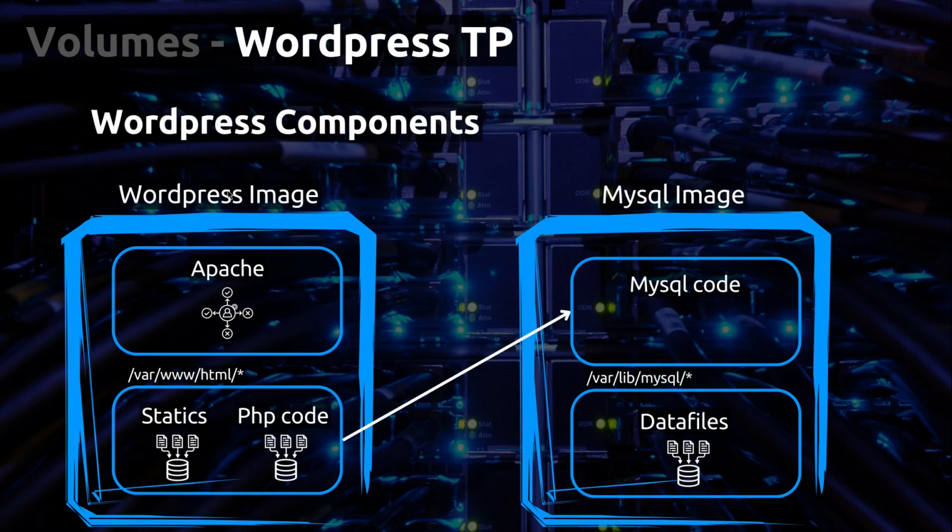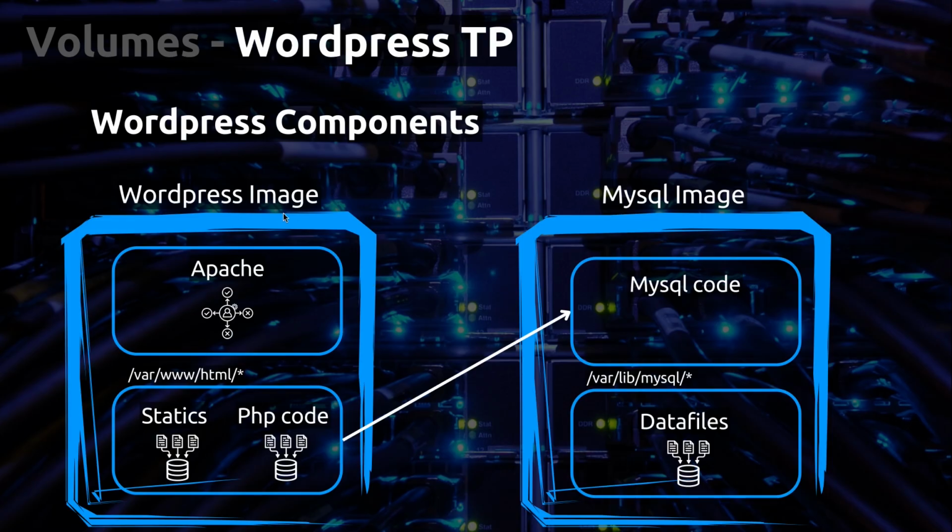And if you go on the WordPress image page, you will have the image and all the stuff that you need to know to download it, but you will also have a lot of information on how this image works. For example, the list of all environment variables that you need to set to connect your WordPress to the MySQL container.